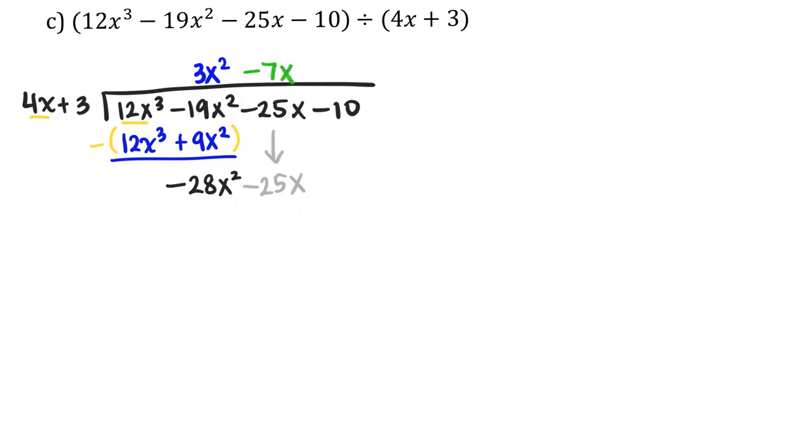Okay, and then this times this. Negative 7x times 4x is negative 28x squared. Negative 7x times 3 is negative 21x. Okay, good. Subtract down. Okay, negative 28 plus 28, nothing. Negative 25 minus negative 21 is negative 25 plus 21, which is negative 5 plus 21, positive 4x. Okay, let me bring down the minus 10.